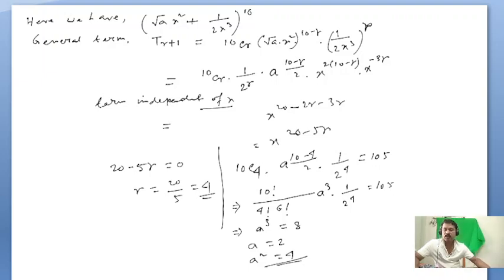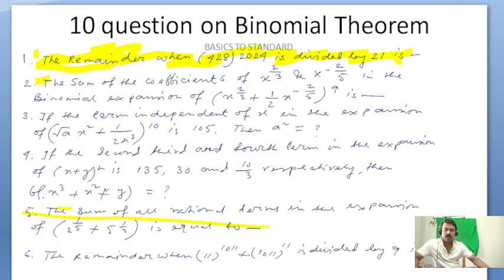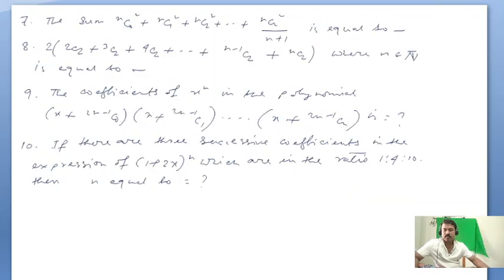Come to the next problem. Here, if the second, third and fourth terms in the expansion of (x plus y) whole to the power n are as given, then we have to find the value of this. Come to the next question. Here the expansion is (x plus y) whole to the power n.